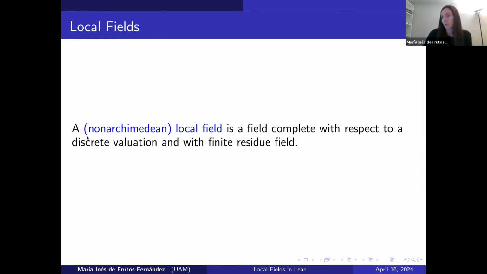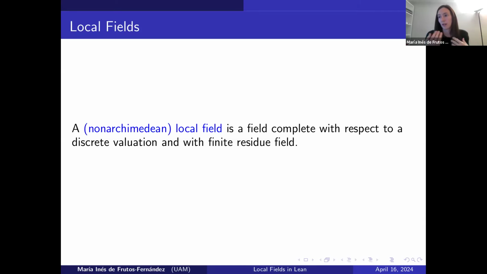Now, in fact, most of the theorems that I'm going to discuss today don't need the full strength of this definition. So many of the results that I will discuss are true without assuming that the residue field is finite. And also some of them are true without assuming that the field is complete. And in Lean and in this mathematical library Mathlib, we try to follow the philosophy of formalizing everything in the correct degree of generality. And we try to do the same in this project.